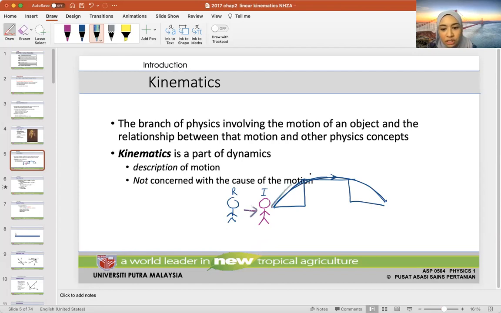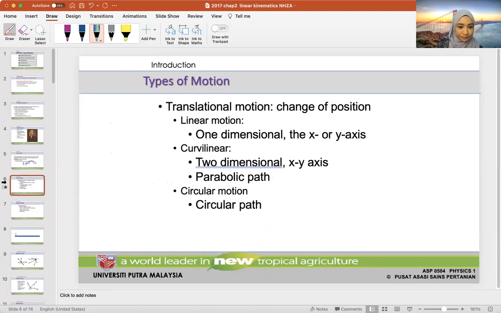Okay. But orang kinematik dia tak kisah pun apa jadi kat Ikri. Dia nak tahu motion Ikri ni apa. Oh, menariknya projectile motion Ikri ni. So this is what kinematics is about, describing the motion. We don't really care about the force that is happening. We only care about the motion and we want to know what is going on in the motion. Okay, so this is kinematics.